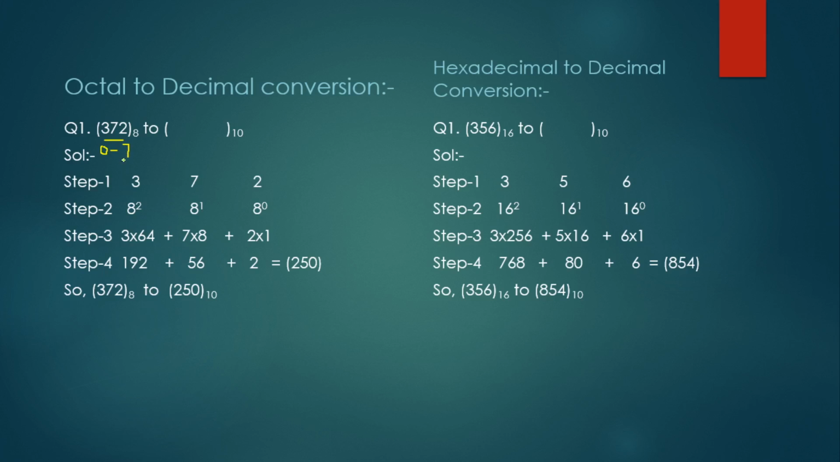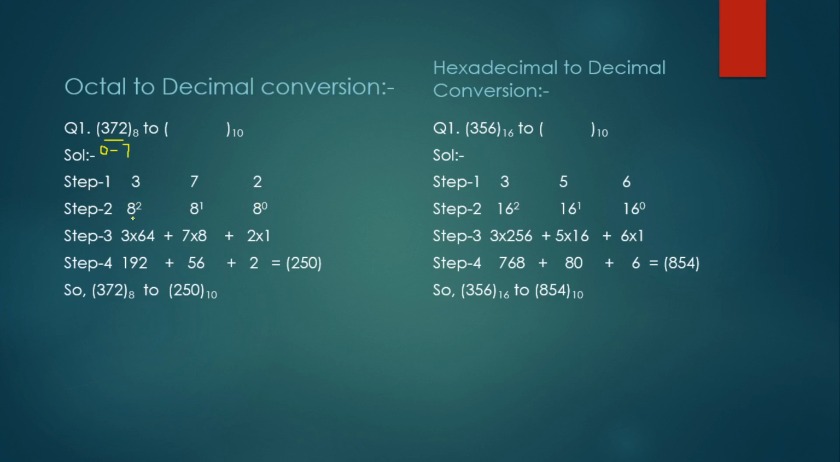Okay, now step 1 is to write down the number that you want to convert. Here the number is 372, so we have written 3, 7 and 2. Now step 2 is to find the positional weight, and you know positional weight is always represented by the base value of the number. The base value here is 8. So we have written 8 raised to power 0, 8 raised to power 1 and 8 raised to power 2.